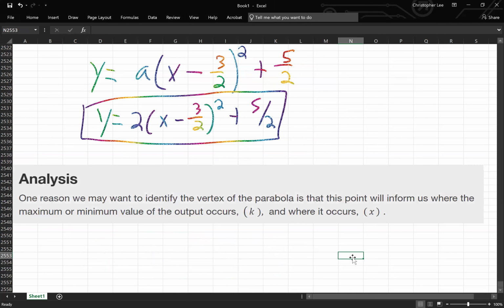So, special note, one reason we may want to identify the vertex of the parabola is that this point will inform us where the maximum or minimum value of the output occurs, K, and where it occurs, X. Right?